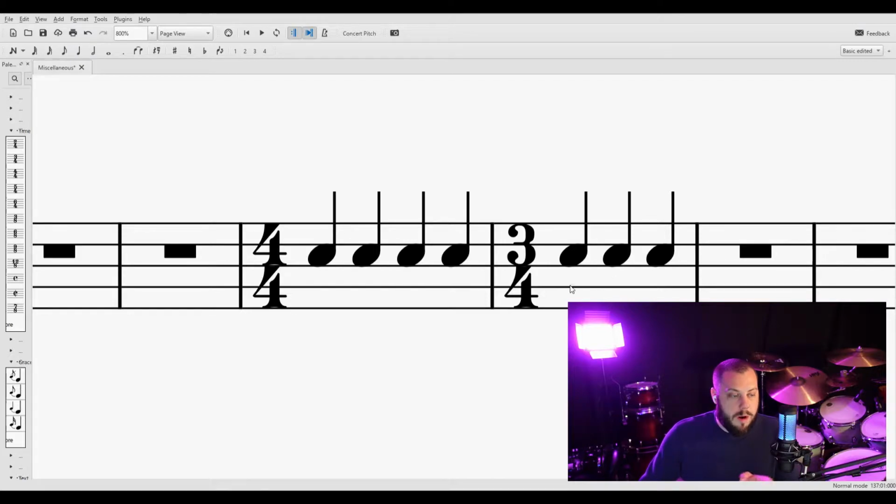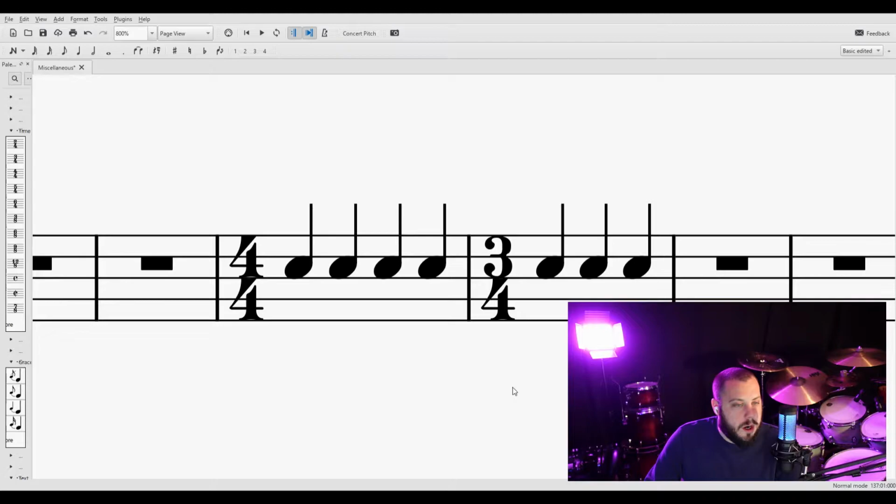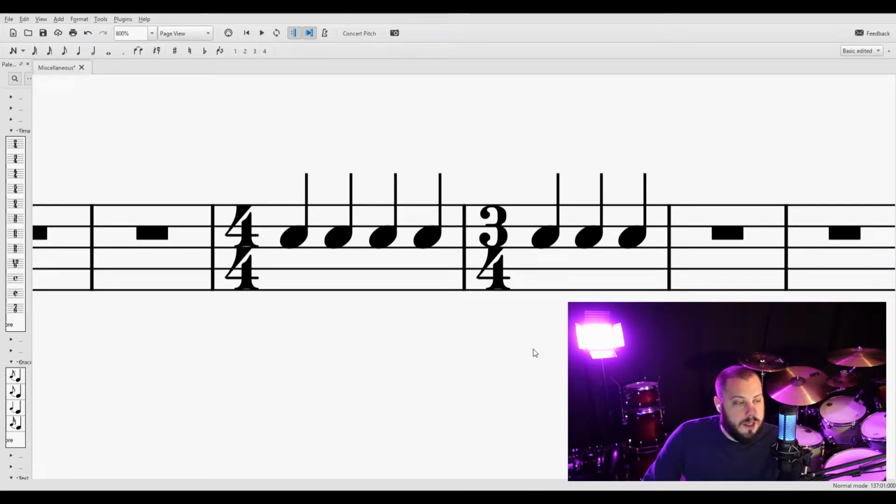Certainly one measure of 4/4 followed by a measure of 3/4 is not a polymeter or a polymeasure because you're not playing them at the same time. You're playing one after the other. A polymeasure is when you are playing 2 separate time signatures at the same time. Okay, so we are going to imagine using these 2 measures, for example, and we're going to play them simultaneously at the same time. And something very interesting is going to happen.